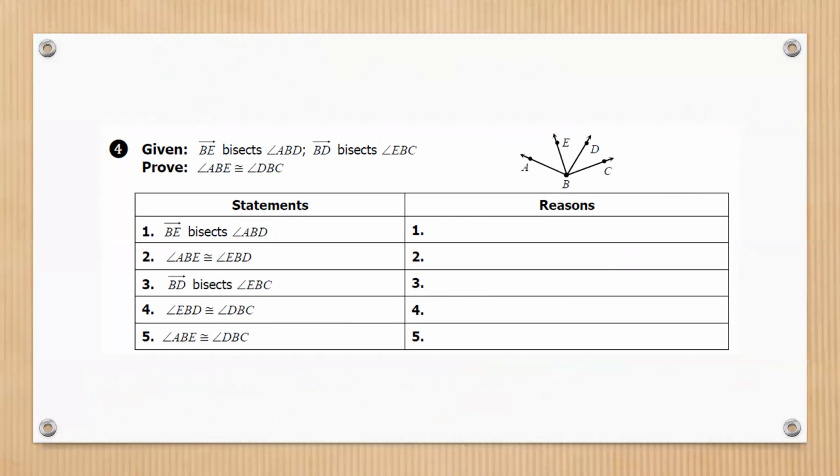All right. Oh, there's a new vocabulary word in this one. In this one, I see the word bisects. We've learned that vocabulary word before. Remember, bisect means cut in half. We'll do this one together. The given says that ray BE bisects angle ABD.